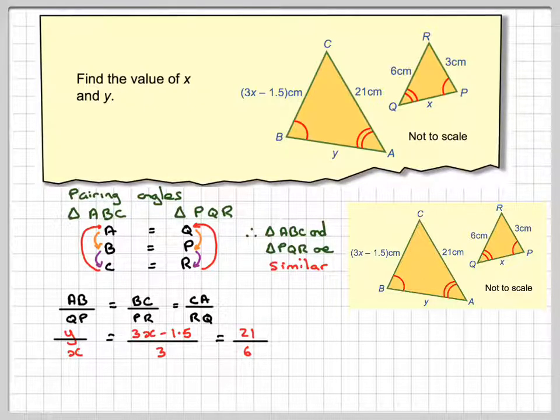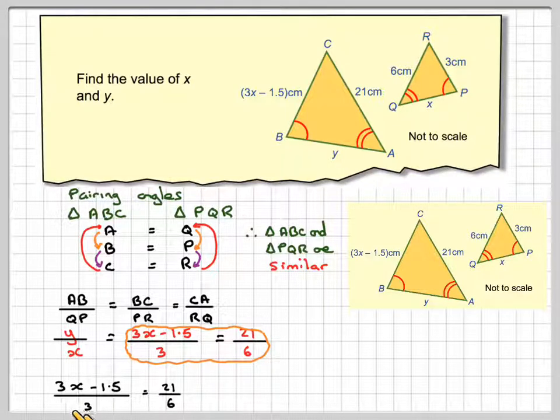Now it's quite easy. Now we want, first of all, let's find x. Before we can find y, we do actually have to find x. So we're going to take these two here, and we're going to write them out. 3x minus 1.5 over 3 is equal to 21 over 6. This cancels down. 3 goes into 6 twice and into 21, 7. And then we're going to cross multiply. So we're going to take the 2 and put it up in front of this one. So it's 2 brackets, 3x minus 1.5.